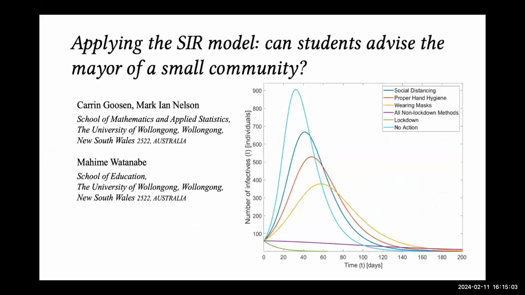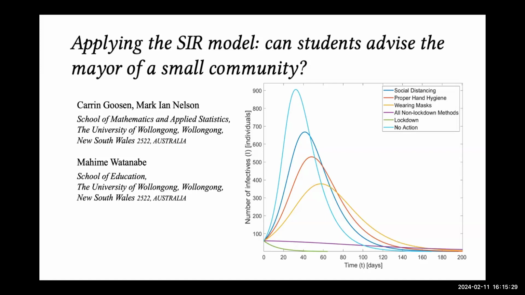The second paper in this category is entitled Applying the SIR Model. Can Students Advise the Mayor of a Small Community? The paper by Goosen, Nelson, and Watanabe, this from Australia, describes a classroom project for a modeling scenario for the spread of an infectious disease in a closed but simulated community of 3,000 people.